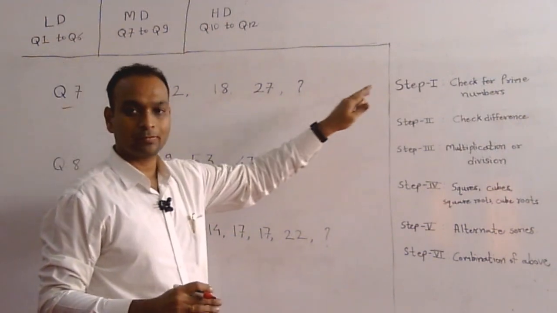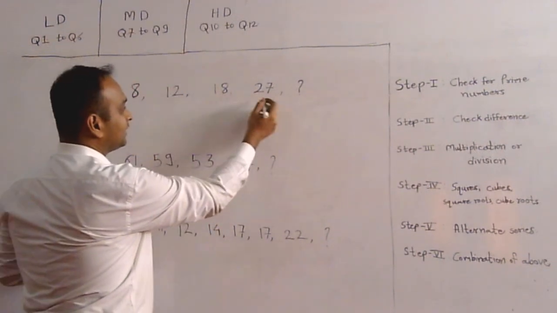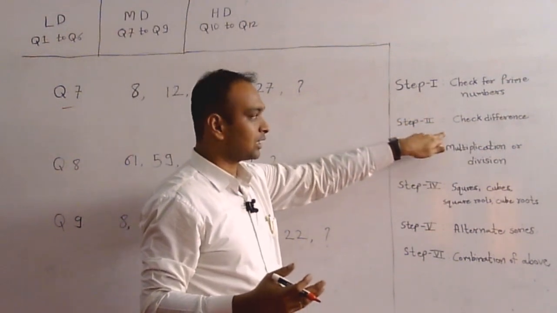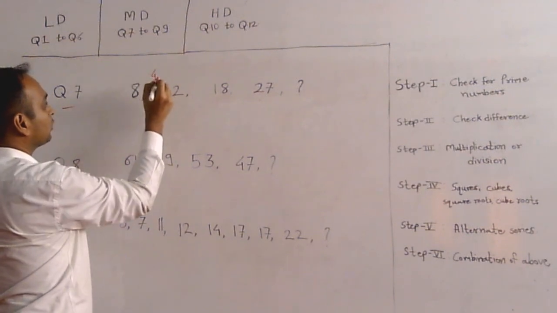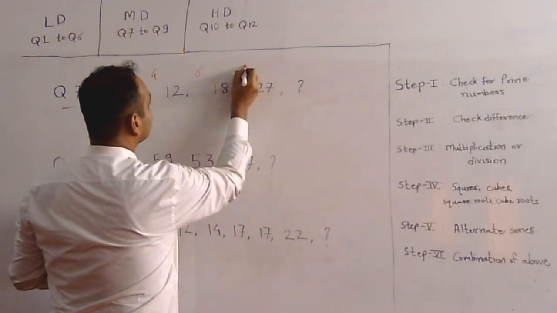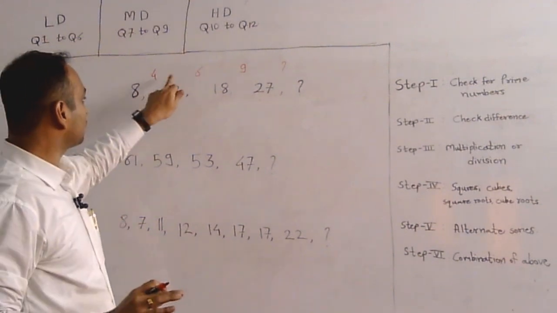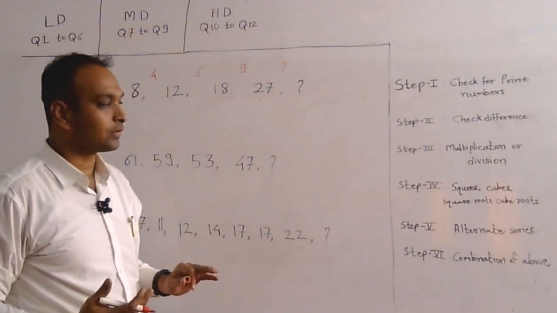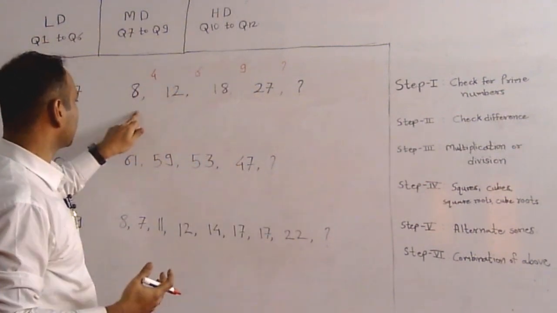So for this, as per our strategy, let's try to solve for prime numbers. 8, 12, 18, 27, these are not the prime numbers. So this is not the required logic. Check for differences. In this case, difference between 12 and 8 is 4. Difference between 12 and 18 is 6. Here the difference is 9. And next we have to find out, right? So 4, 6, 9 and question mark. Again, there is not as such any logic in the differences. So let's check for any other, like multiplication or something.